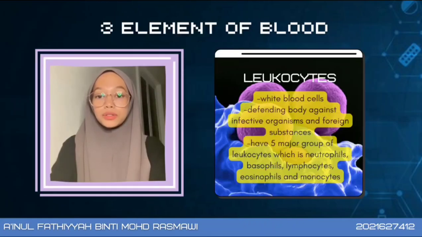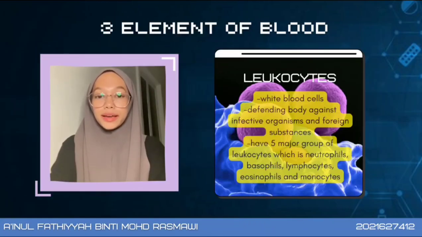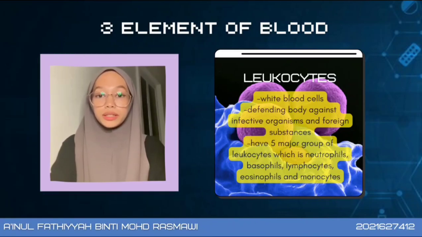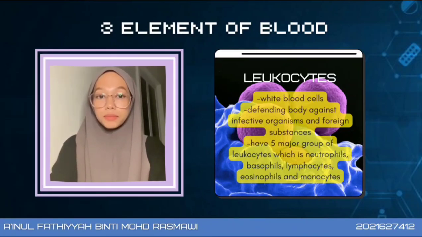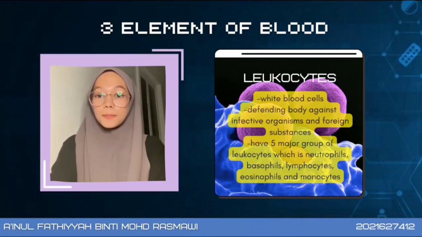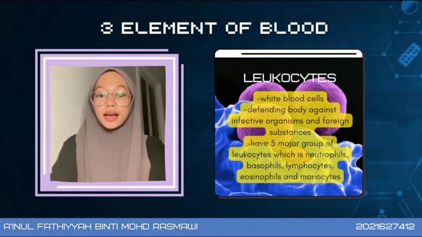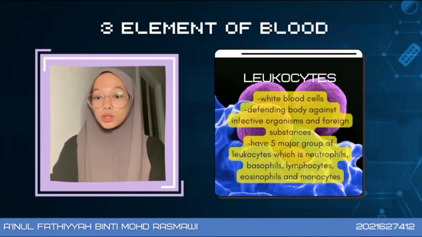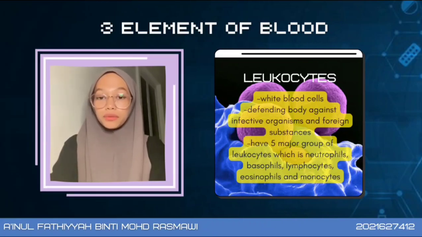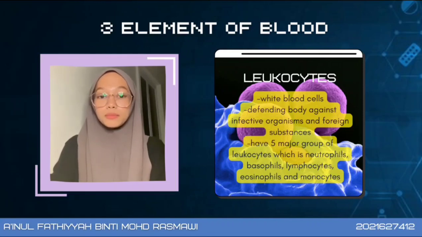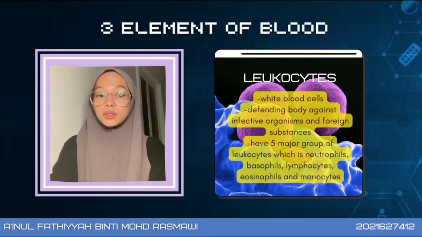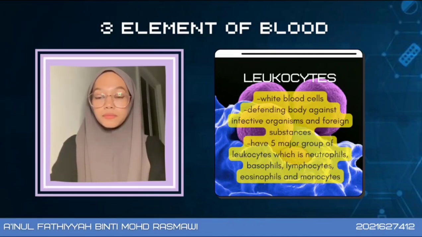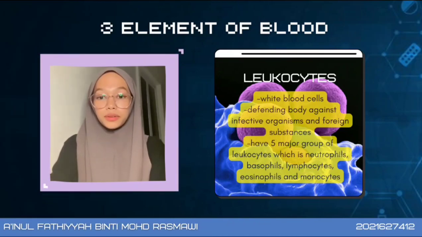Next is leukocytes. Leukocytes, also known as white blood cells, are involved in defending the body against infective organisms and foreign substances. Leuko means white and cytes means cells. There are 5 major groups of leukocytes. Number 1 is neutrophils. A neutrophil is a type of white blood cell that is an important part of the immune system and helps the body fight infection.